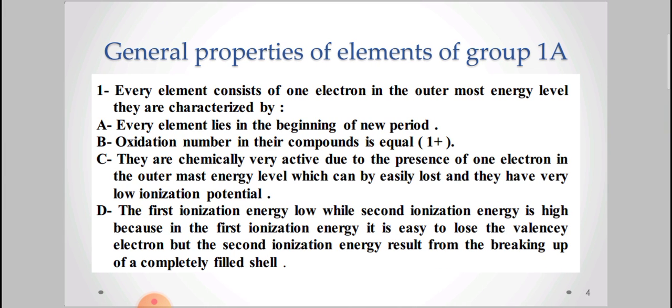General properties of elements of group 1A. Every element consists of one electron in the outermost energy level. They are characterized by: A. Every element lies at the beginning of a new period. B. The oxidation number of their compounds is equal to +1. C. They are chemically very active due to the presence of one electron in the outermost energy level, which can be easily lost, and they have very low ionization potential. D. The first ionization energy is low, while the second ionization energy is high, because in the first ionization it's easy to lose the valency electron, but the second ionization energy results from breaking up a completely filled shell.